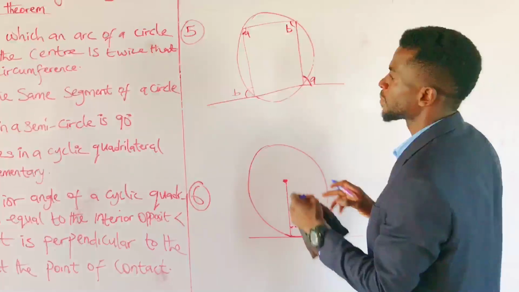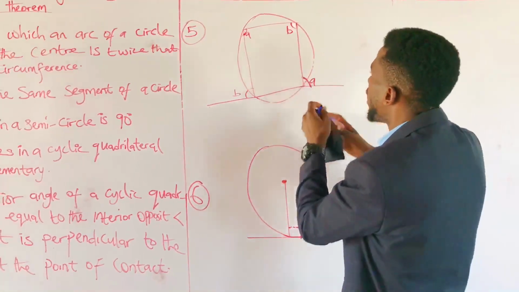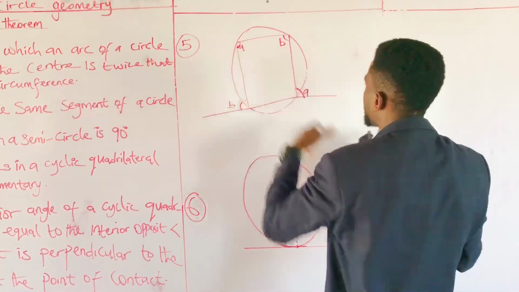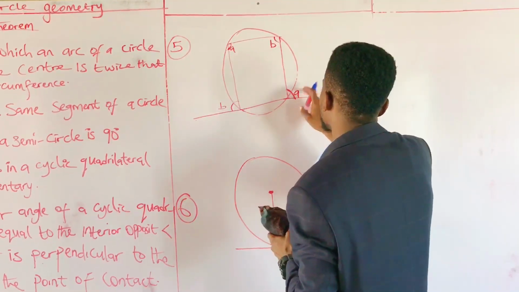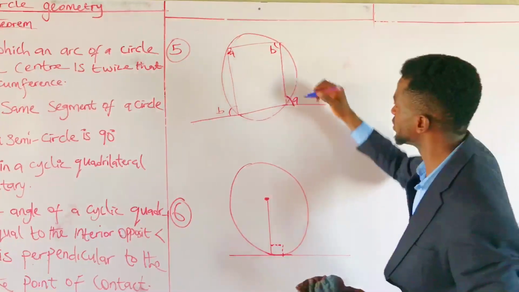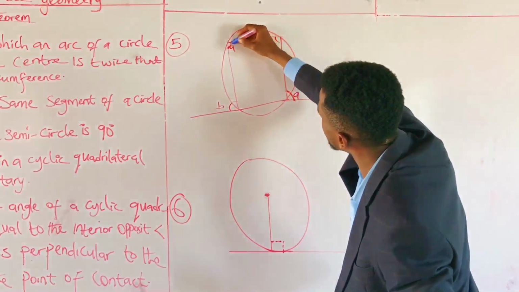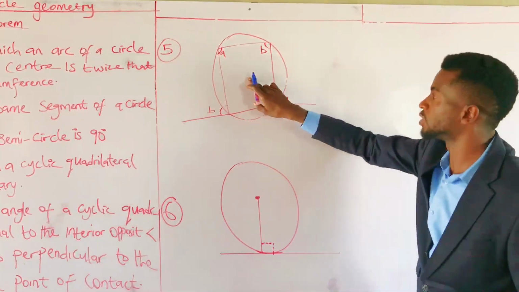So we said the interior angle of a cyclic quadrilateral is equal to what? It is equal to the opposite exterior angle. So this A here is equal to what? This A here. This is what this law is saying.